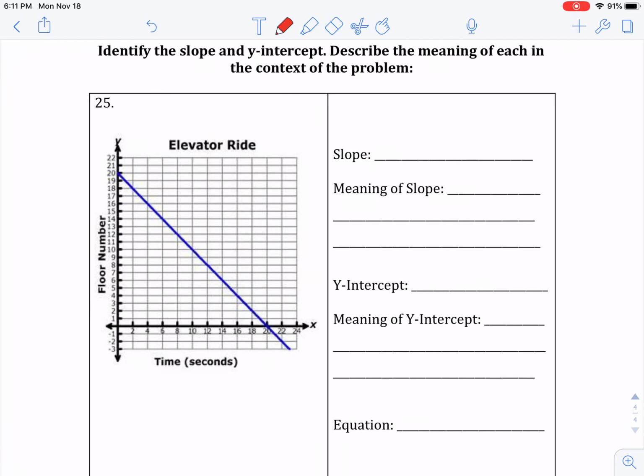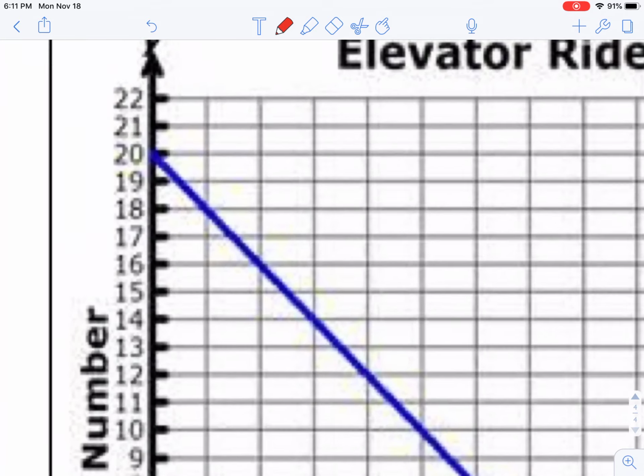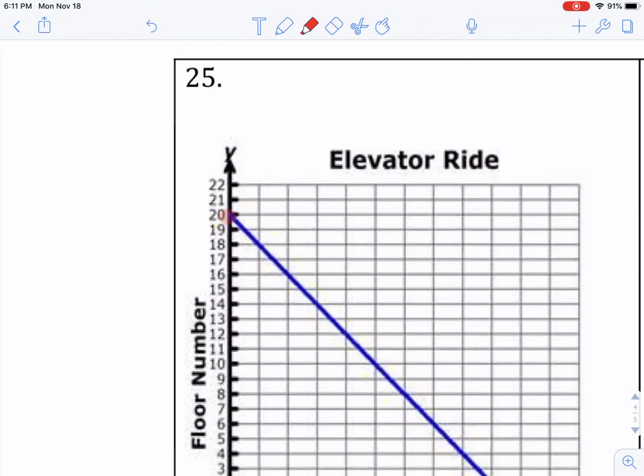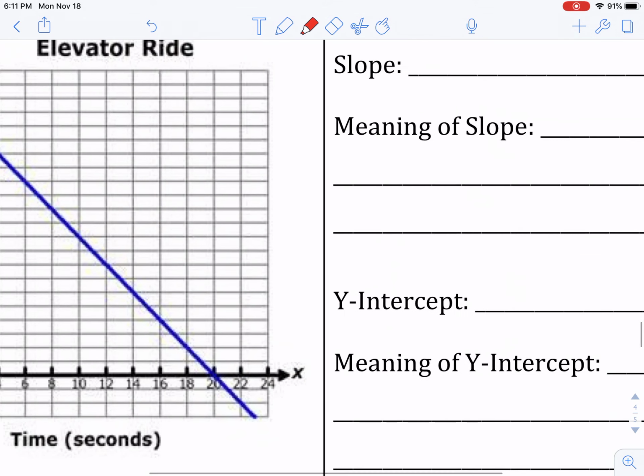So the first thing I always find is the y-intercept. So I'm going to look and I'm going to see, well, it crosses the graph on the y-axis right there at 20. So the y-intercept is, for me, is going to be 20.